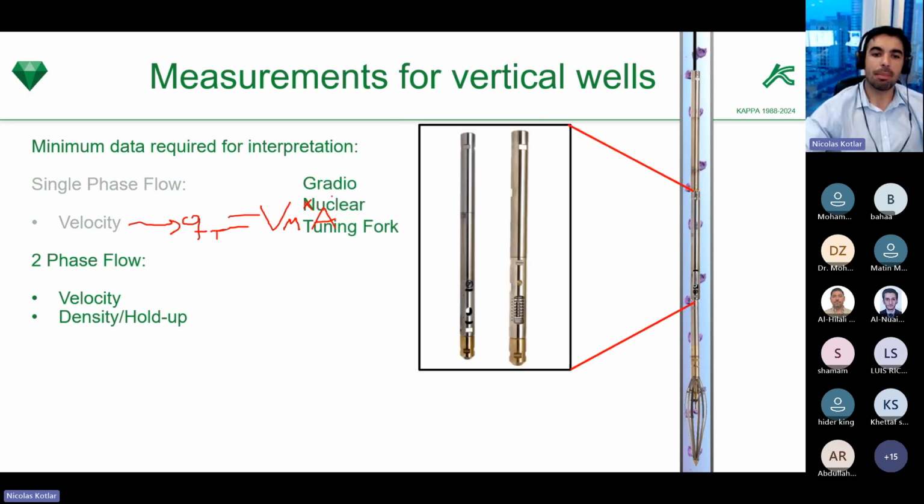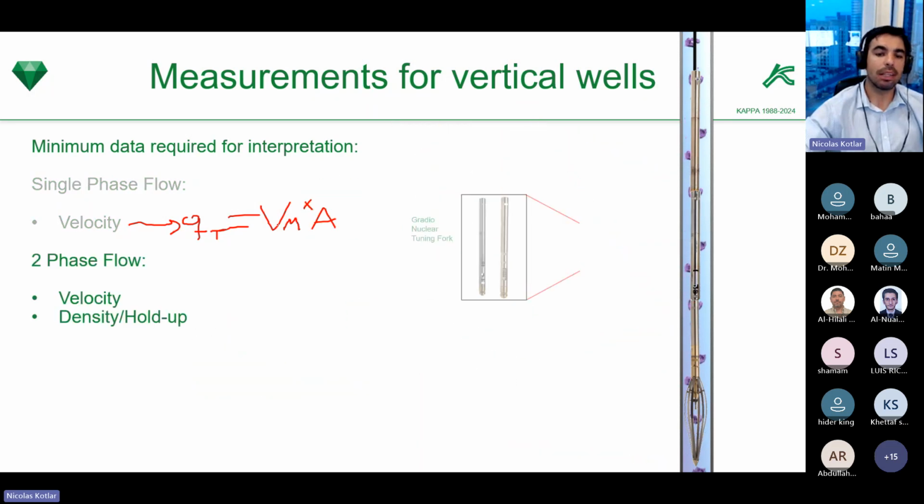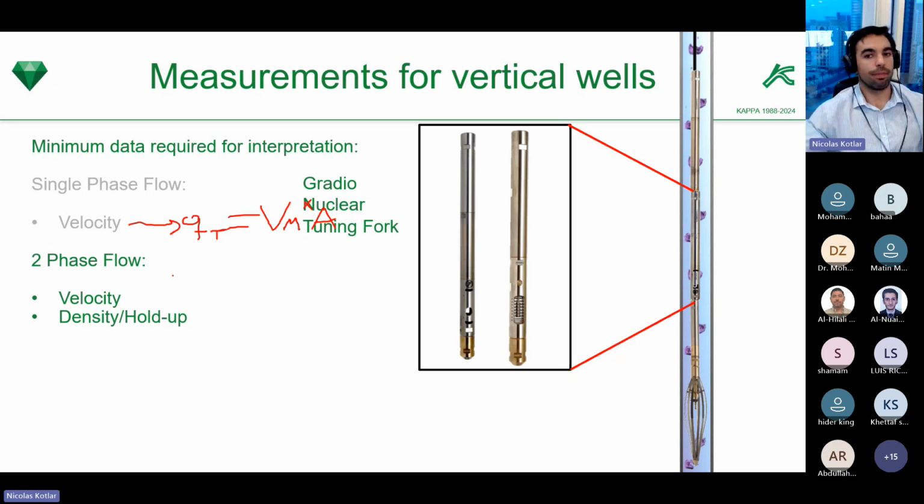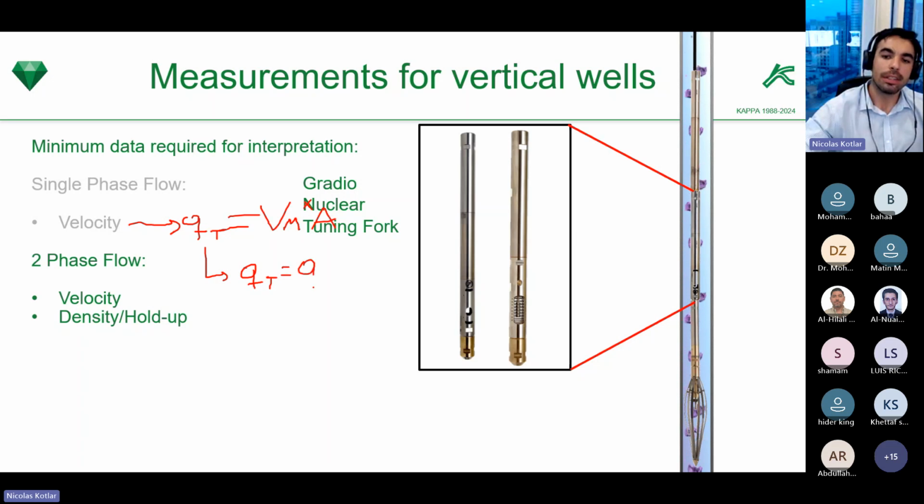Now, what happens if we add a second phase? Let's imagine that now we have two different fluids. Let's say that the total rate is composed of oil and water, or water and gas. Any two phases, any combination that you want. For that, we need to split this total rate into the two phases, and one of the typical ways is to use a density or a hold-up tool. But this is what we did in the previous webinar.